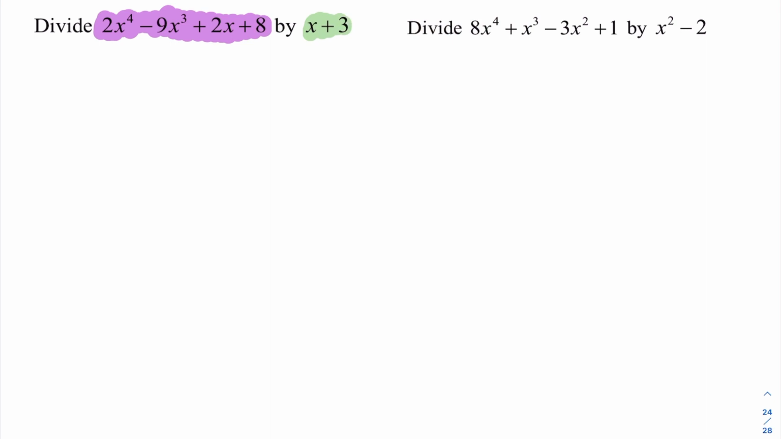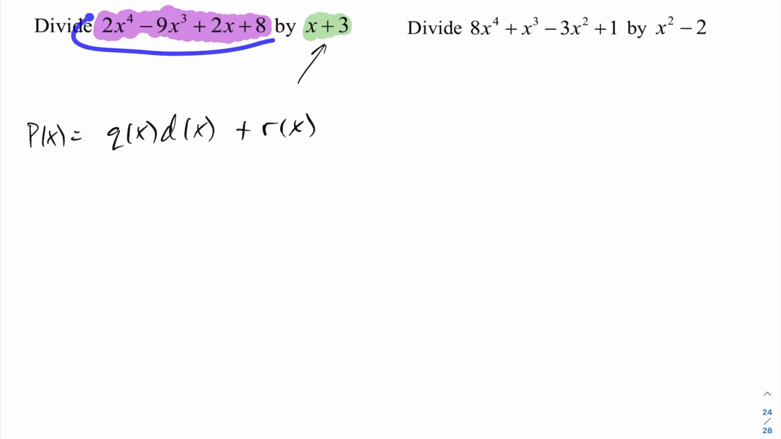So whenever you are dividing by a linear divisor, you have a couple of options. One is using synthetic division. Let's go ahead and break this up. Just as a reminder, your division algorithm says the following: your polynomial, in this case your p of x, will break up into its quotient times divisor plus remainder.